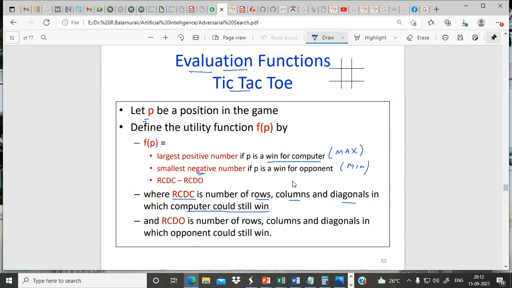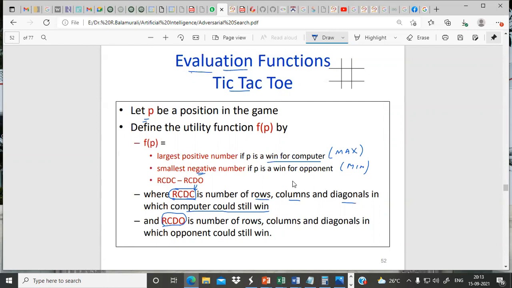So the evaluation function for computer can be calculated like this: RCDC. That is the number of rows, columns, and diagonals in which computer can win. RCD represents rows, columns, and diagonals. This last C represents computer. Similarly, RCDO represents rows, columns, and diagonals in which the opponent can win. So with this, we can calculate the evaluation function.